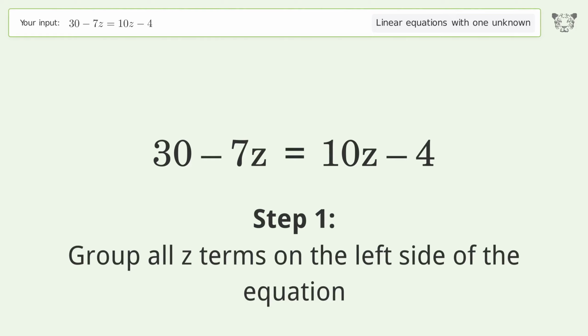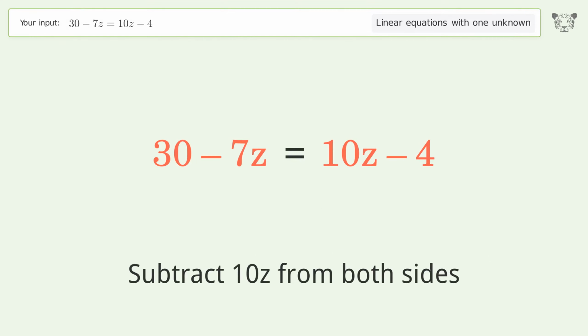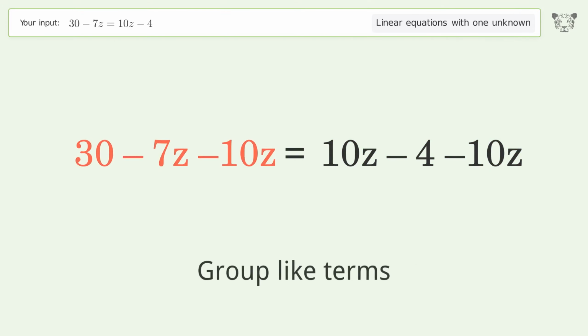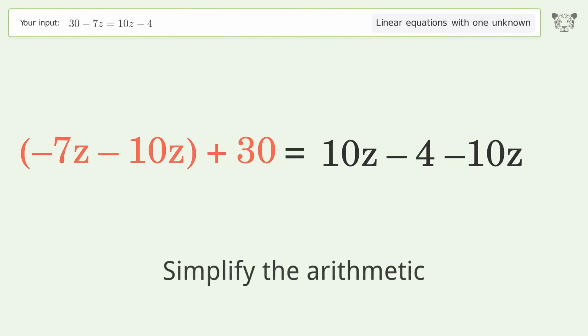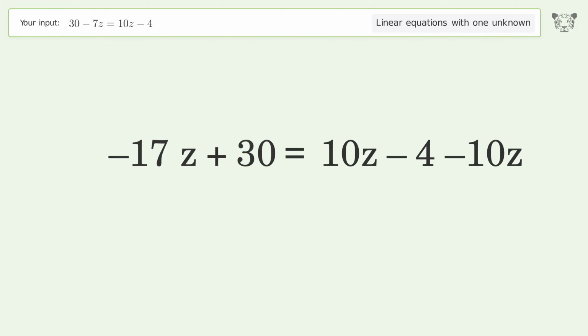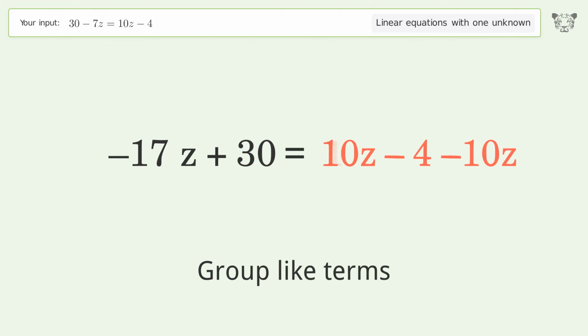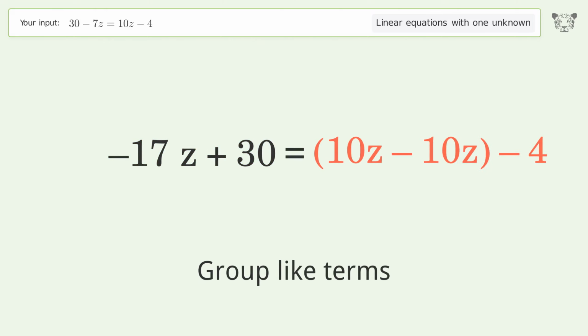Group all z terms on the left side of the equation. Subtract 10z from both sides. Group like terms. Simplify the arithmetic. Group like terms. Simplify the arithmetic.